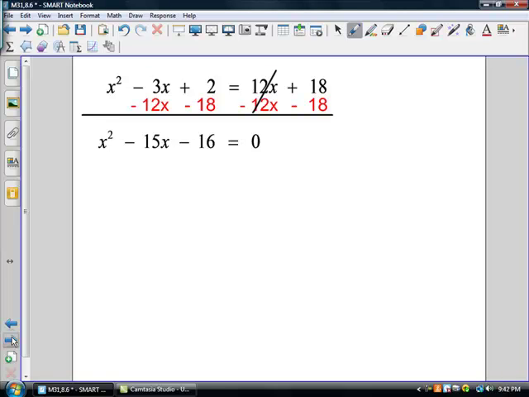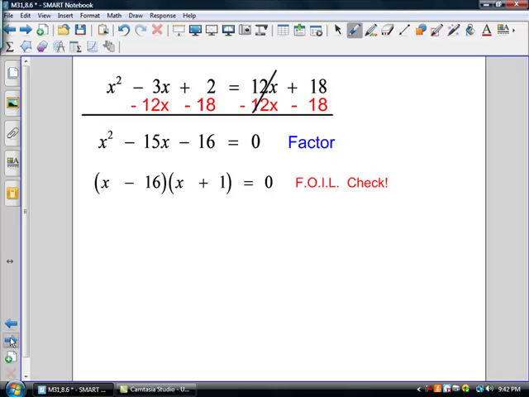To solve this quadratic equation, we'll use the factoring method and set up a product of two binomials. Two constants whose product is negative 16 and whose sum is negative 15, which is the middle coefficient b, are negative 16 and positive 1.